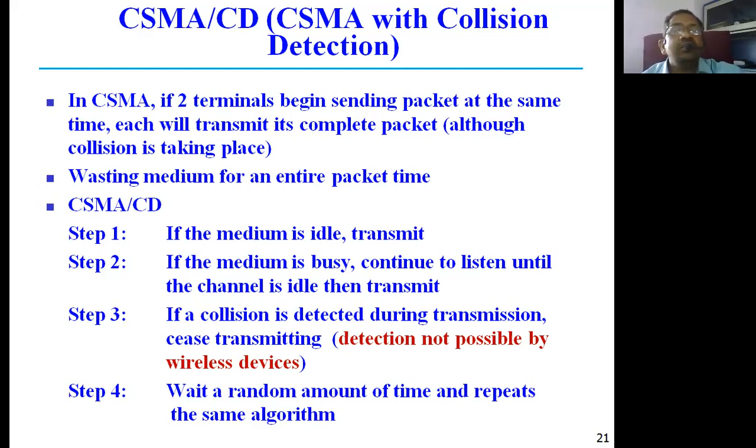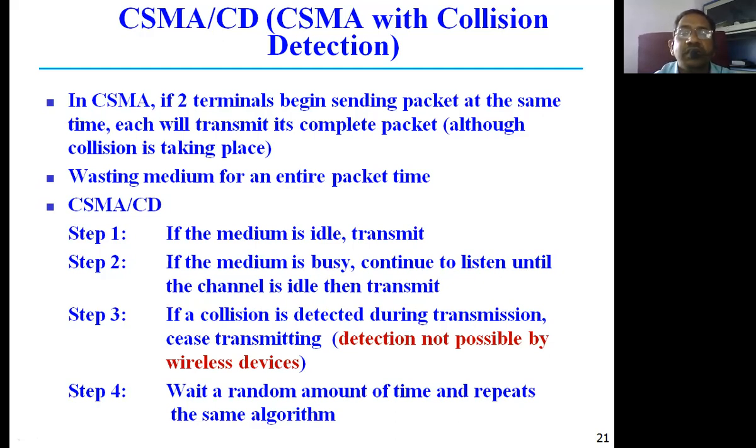Now to avoid this, what is CSMA CD doing? It is implementing all these steps. Before it transmits, it looks at whether the medium is idle; if so, transmit. If the medium is busy, continue to listen until the channel is idle and then transmit. So if terminal 1 or mobile station 1 transmits, then immediately the second mobile station will sense that the channel is busy or the medium is busy. Okay, it will wait for a time until it gets a turn.